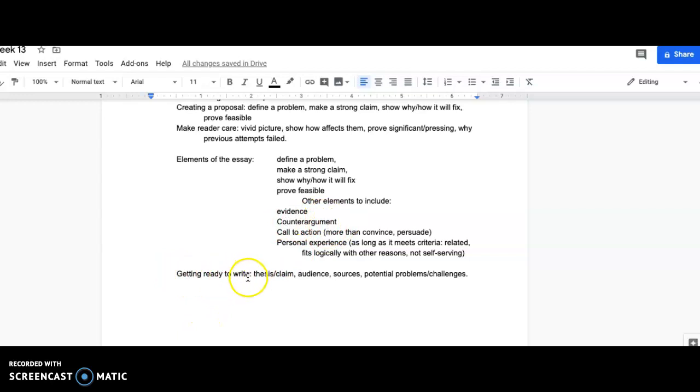So getting ready to write. When we have our conference beginning Tuesday, tomorrow, you want to have a thesis or a claim, consider your audience, have a couple sources where you're going to get your information. Again, these could be the articles that you have been working with. And then any potential problems or challenges you think you're going to face in writing this essay.